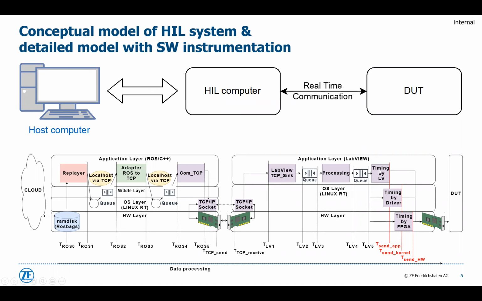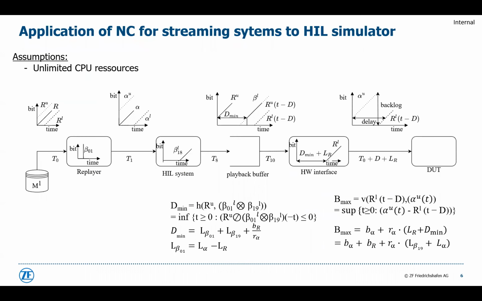Then, after a time, the data is streamed in real time to the device under test, depending on the interface, on the application layer or the operating system layer by the driver, or directly on the hardware by FPGA. At every process step, we take timestamps at the output and input of the process if feasible. We use these timestamps later for input modeling and network calculus solutions.